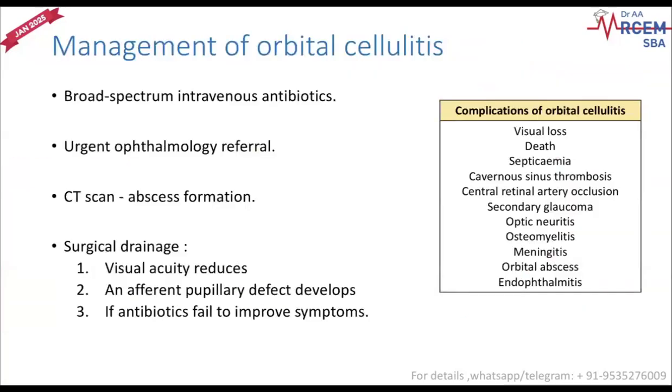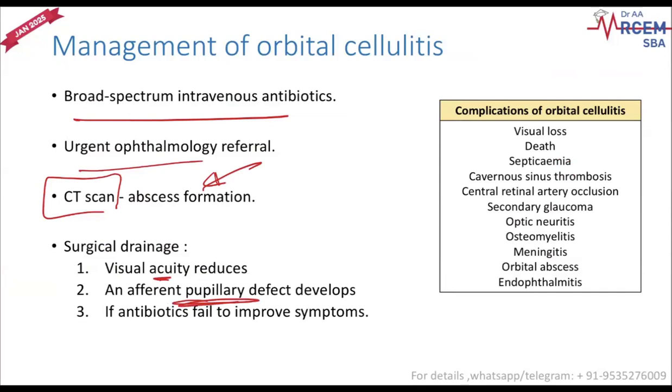Management: like in sepsis, you need to treat orbital cellulitis, so broad spectrum antibiotics need to be given, with urgent ophthalmology referral, and get a CT scan done if the patient is hemodynamically stable in the emergency department itself, because if there is abscess formation, it might require drainage. Drainage is recommended whenever the visual acuity is affected, whenever there is loss of pupillary reflex, or when you have given IV antibiotics and the patient is not improving. These are the indications to perform surgical drainage.